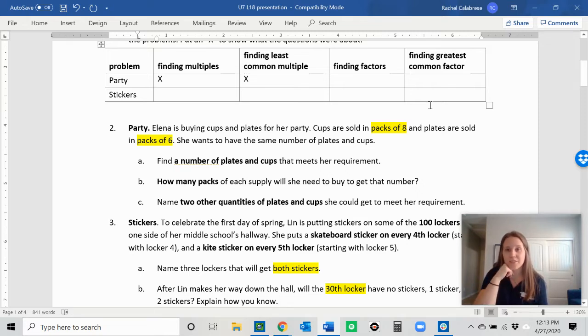Go ahead and jot your answer in your table. Remember, multiples is like skip counting, and factors is like dividing. So are we dividing to find the factors of 4 and 5, or are we skip counting by 4s and 5s to solve this problem?